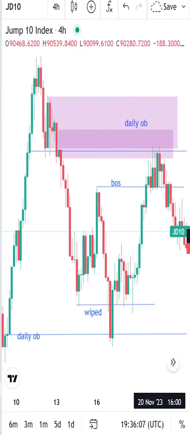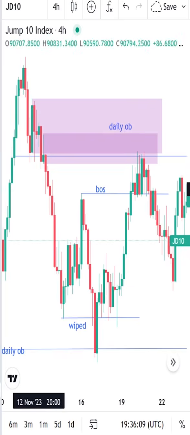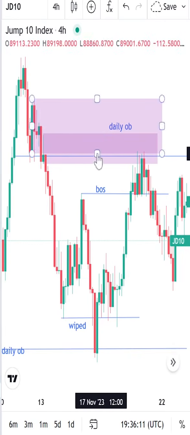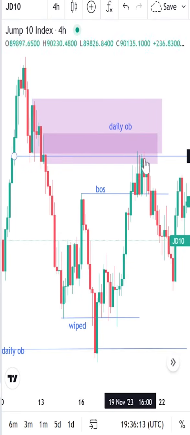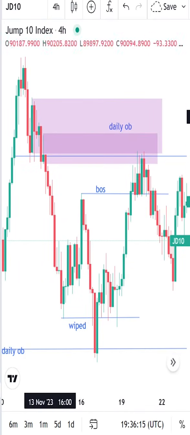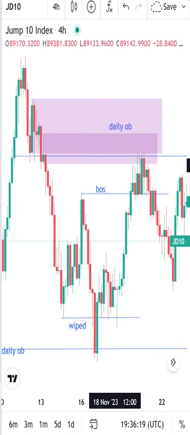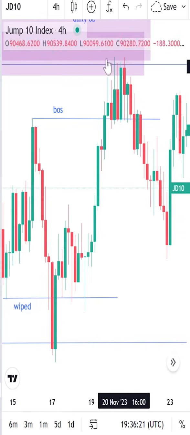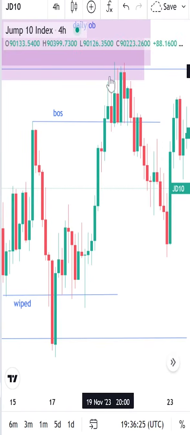So just off the bat, you can see that this level right here is no joke. This daily OB, this 4-hour OB, and this, that's a confluence right there. So it's no joke. This level right here is pretty strong. So if price hit here, you have to make sure you capitalize from it.